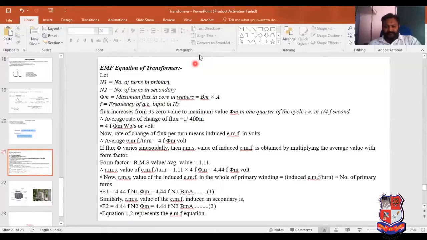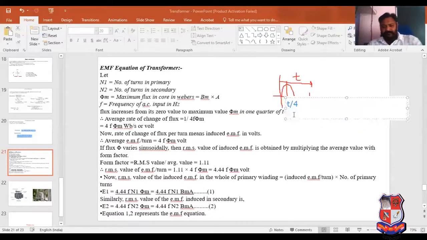Here let me try to draw one cycle. We are taking this much part. This whole portion, let this be your T, this will be your T by 4. So here the average rate of change of flux will be 1 by 4 F phi m.